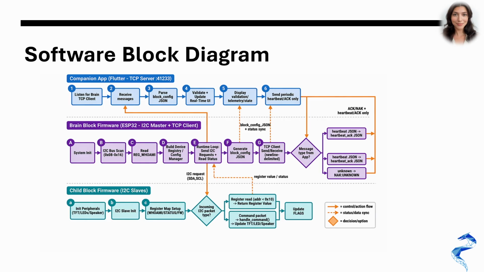At the bottom, child block firmware runs as I2C slaves. Each block initializes peripherals such as TFT, LEDs, and speaker, exposes identity and status registers, responds to reads, and applies command packets from brain logic. This keeps physical block behavior and app state synchronized in real time.